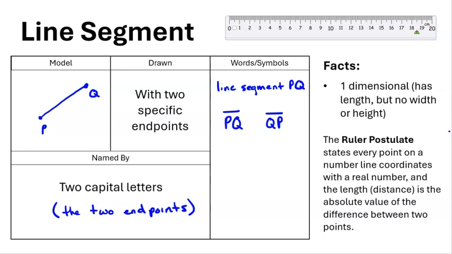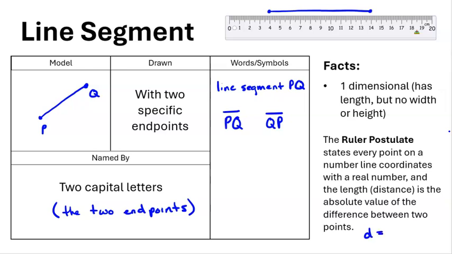postulate. And all that means is if I were to draw a line segment, let's say going from 4 to 14. It just states that every point on a number line or a segment can coordinate with a real number, and the length or the distance is the absolute value of the difference between those 2 points.